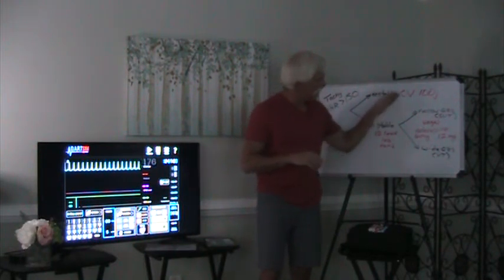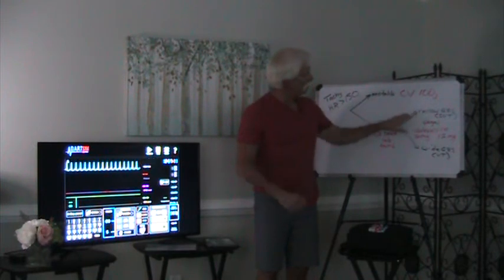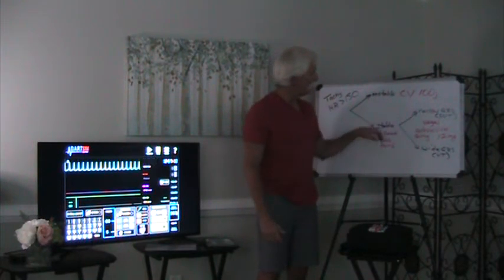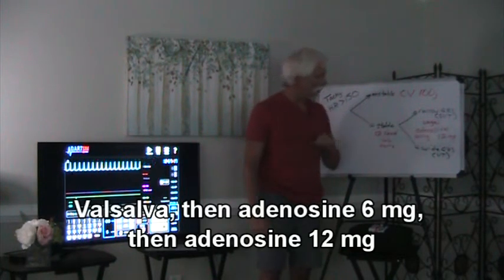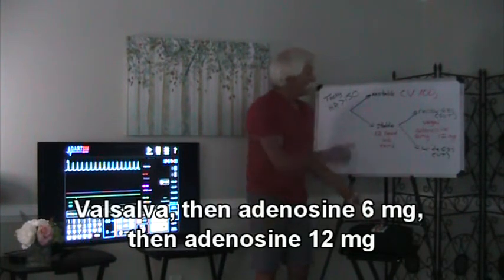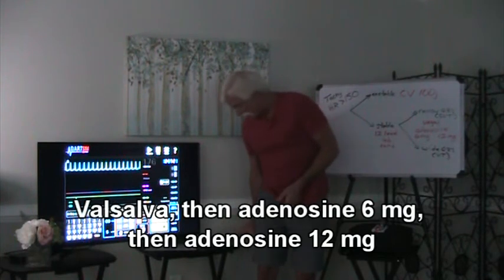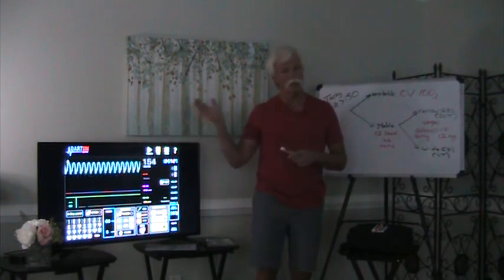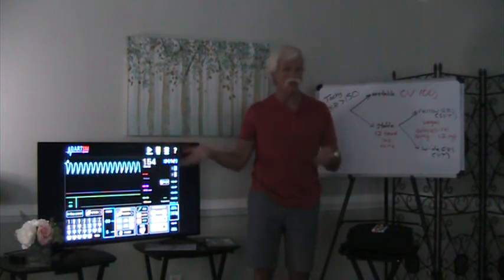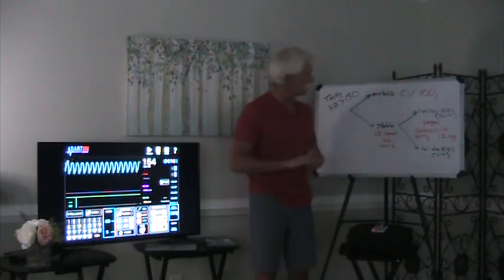All right, so that is, in order, for this person with stable narrow complex QRS: first diagnostics, then vagal, then adenosine 6, and then adenosine 12. What if your stable patient is in a wide complex tachycardia? You don't see this very often, but it's very possible for a patient in VTAC to be sitting there asking you what's for lunch and having a decent blood pressure.